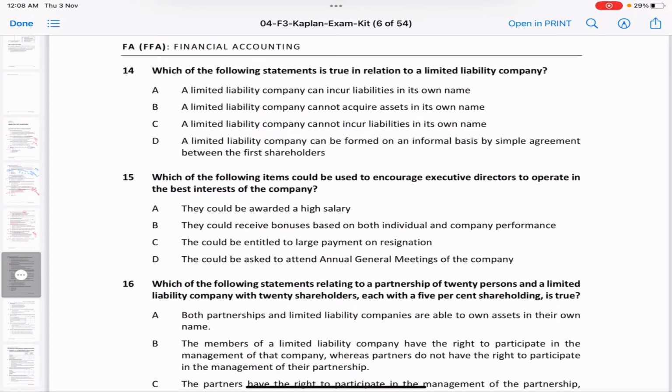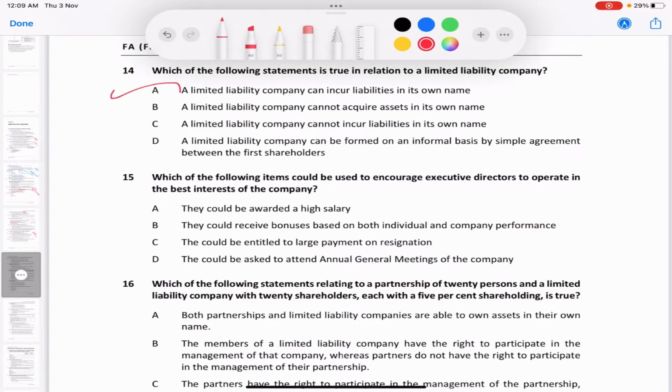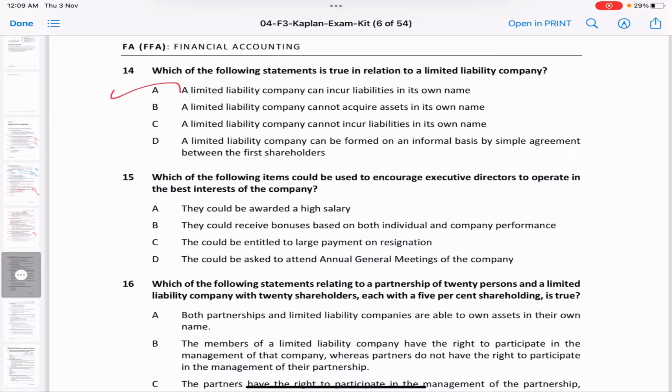Which of the following statements is true in relation to a limited liability company? A limited liability company can incur liabilities in its own name. A limited liability company cannot acquire assets in its own name, cannot incur liabilities in its own name. A limited liability company can be formed on an informal basis by an agreement. So the answer is A. So we know that a limited liability company and the owner have two separate legal identities. We know that, we've studied that. So obviously we can incur liabilities in my business's name.